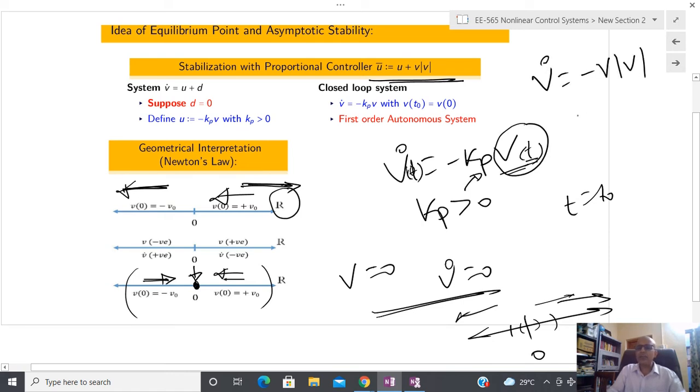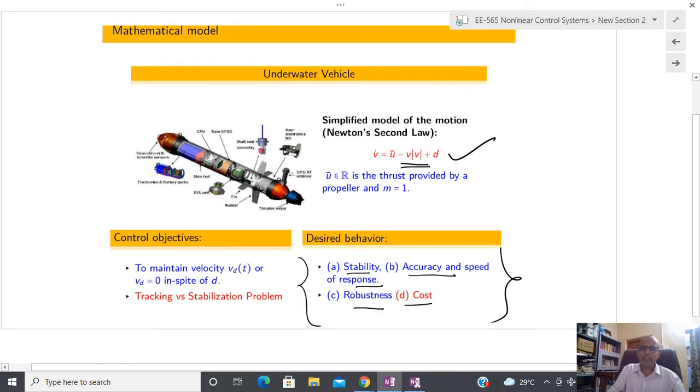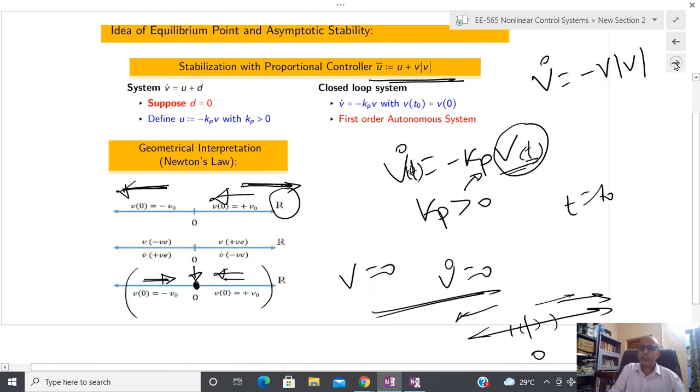Okay, what you can do, you can take the same system and assume that you are going to switch off this force. So in this particular example, I am assuming that I have no disturbance, and at some moment I have switched off this U bar. Again, you try to see that behavior by the same analogy. So now my system is V dot equal to minus V mod V.